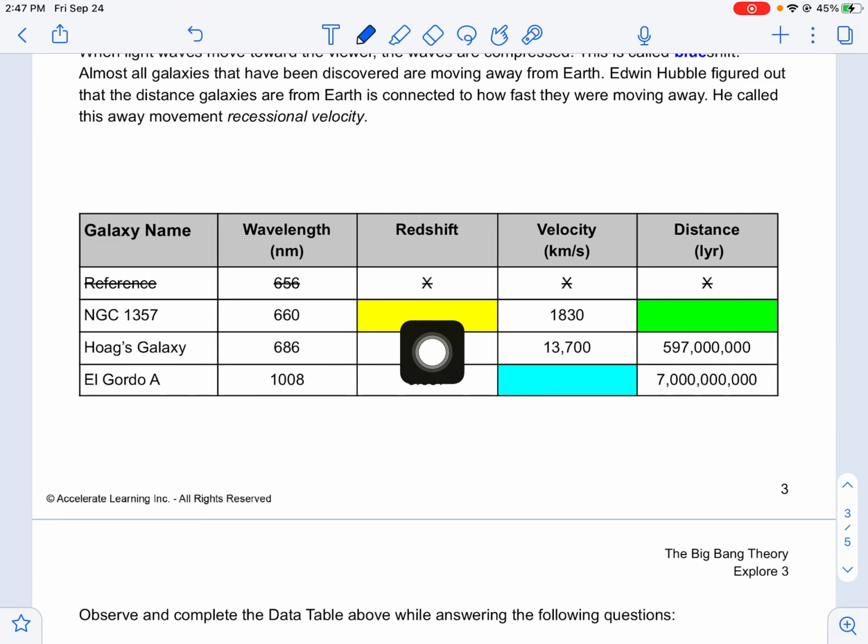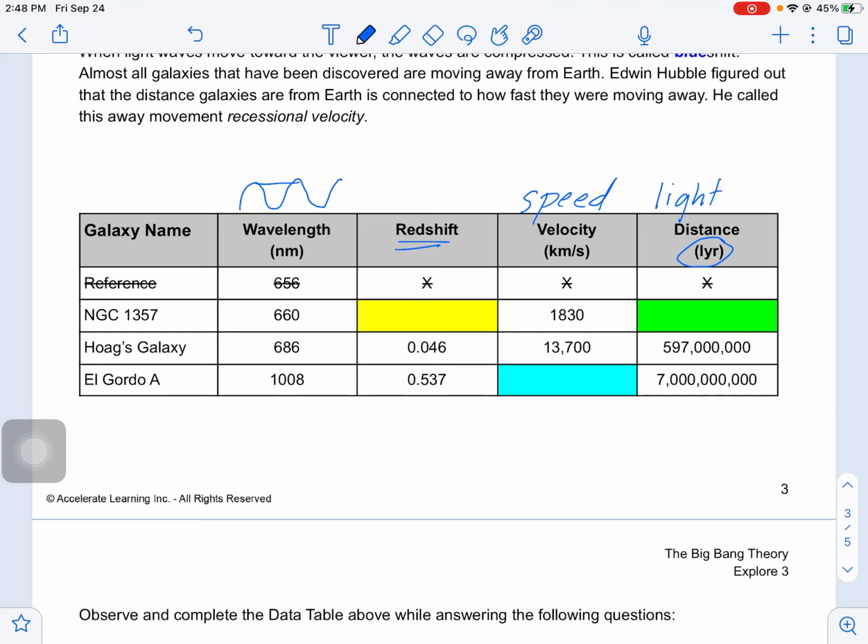Looking here, we've got 3 empty boxes in our data table. Remember, these are our galaxy names and the wavelengths. So that's measuring the distance of the wave. This is the redshift over time. This is the velocity or the speed. And then, of course, the distance measured in light years.